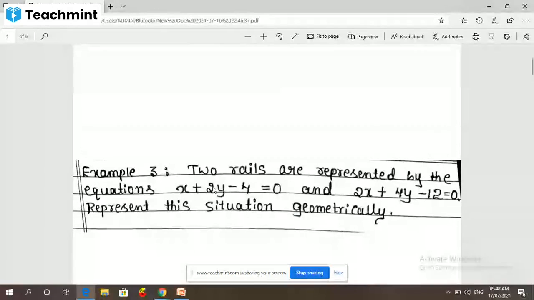See here, x plus 2y minus 4 is equal to 0 and 2x plus 4y minus 12 is equal to 0. This is actually the algebraic representation. They have only given it in the problem. We have to solve this only geometrically.